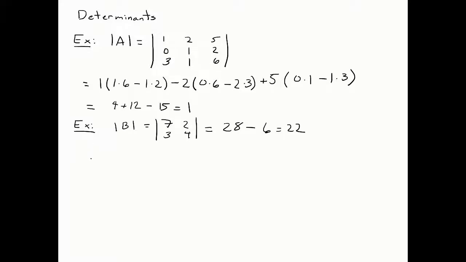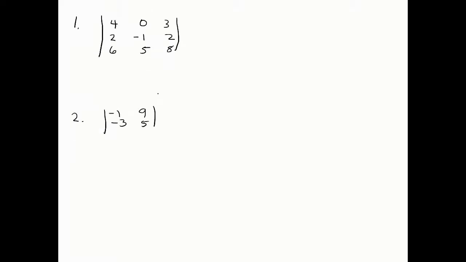I'm going to give you just 2 of them to try for yourself, one 3 by 3 and one 2 by 2. Okay, pause the video and give it a go. Okay, so we work out the first one. We have 4 times minus 8 minus 10. Subtract 0, well, whatever happens in here gets multiplied times the 0, plus 3 times 10 minus 6. And that works out to minus 24.